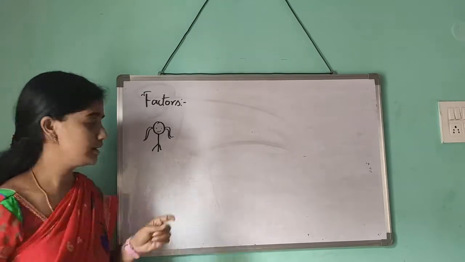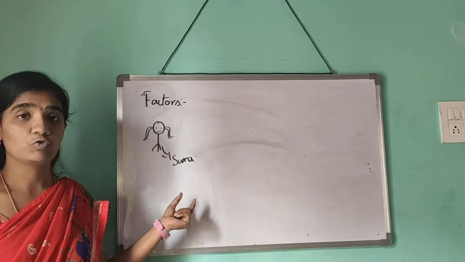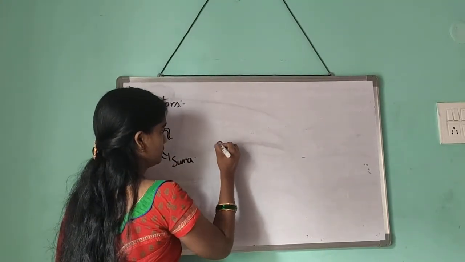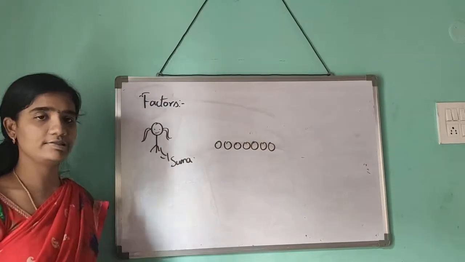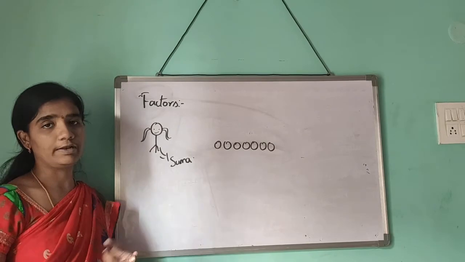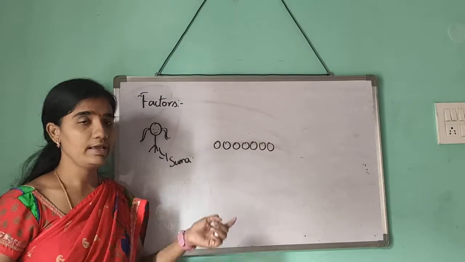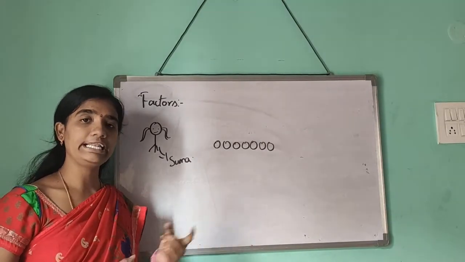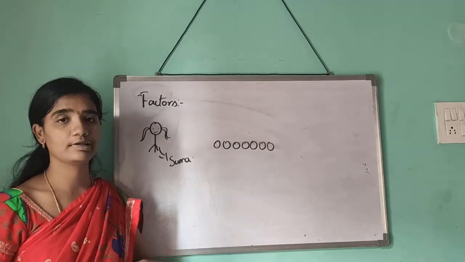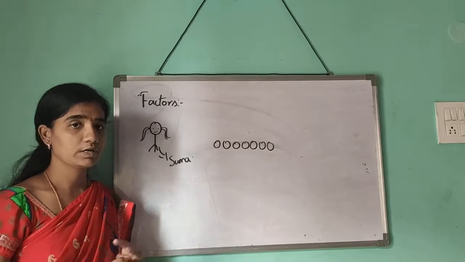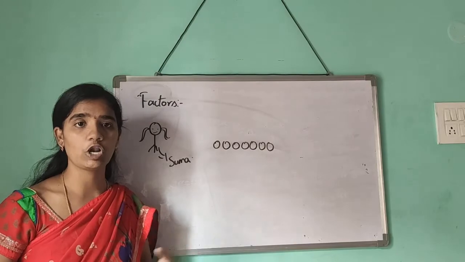One girl is there. Her name is Suma. Suma has 6 coins with her. Now she wants to arrange these 6 coins in some arrangements. But in every arrangement, she wants to maintain the same number of coins for each column.